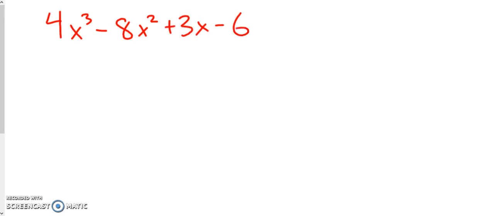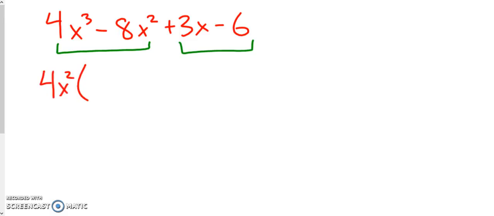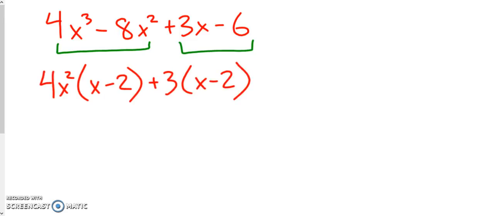Now, if you observe here, there is no common factor because 2 doesn't go into 3, and 3 doesn't go into 4, and not only that, I can't take out an x because the 6 doesn't have an x. So once again, I group. The greatest common factor here is 4x squared. If I take that out, I get x minus 2 plus 3, x minus 2, and then that's x minus 2 times 4x squared.